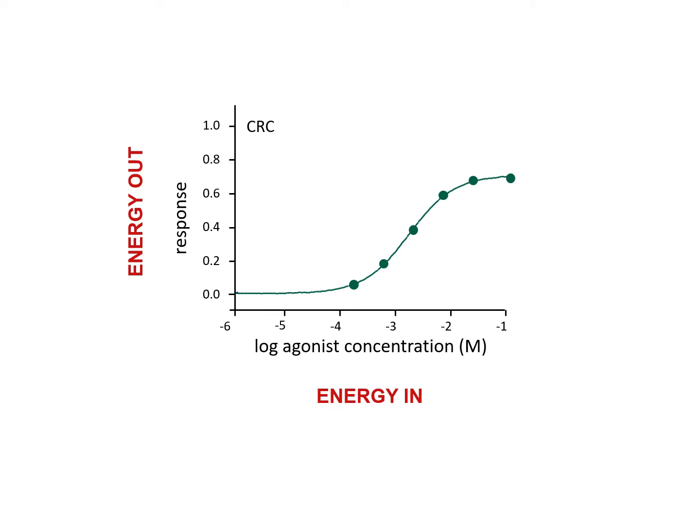So you're pouring energy into the system in the form of an agonist concentration, and you're recording energy out of the system in the form of a response. That can be quite complicated, but at its base has a conformational change in the receptor. And it is this curve that we're going to use as the window for understanding agonist efficiency.